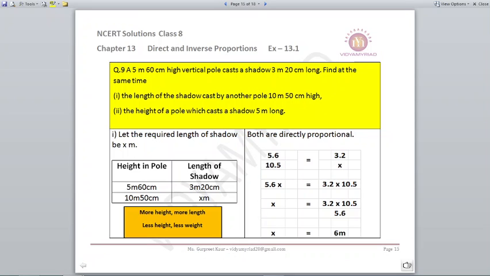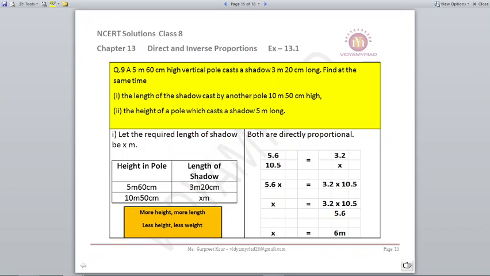Now when height will be increased to 10.50, then what is the length of the shadow? Let it be x. Cross multiply, you will see your x comes out to be 6 meters. So with this we can identify that when the height has increased from 5 to 10, your length of the shadow has increased from 3 to 6 approximately.